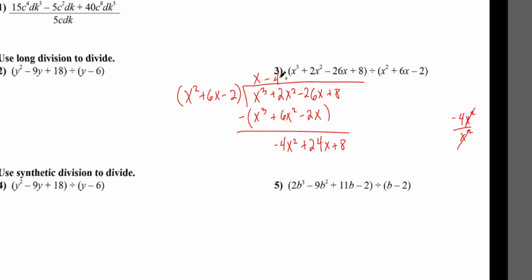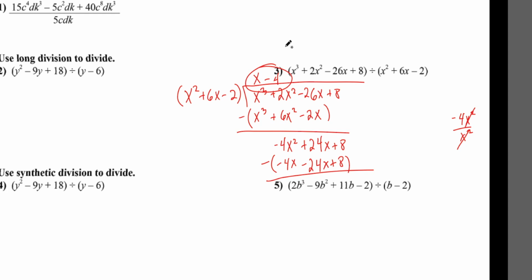And then we're going to take that negative 4 and multiply it by all this and subtract. So let's do that. Negative 4x squared, negative 24x, and then positive 8. This one works out nice and easy because everything cancels out, doesn't it? That's 0, that's 0, that's 0. So what's my remainder? 0. So what's my answer? It's just x minus 4. And that's it.